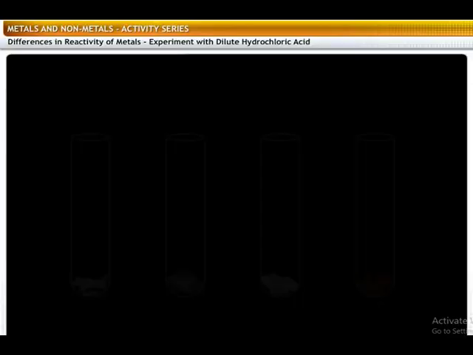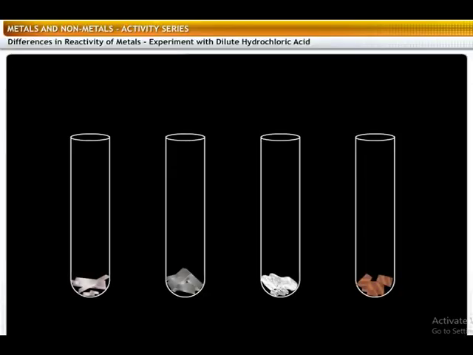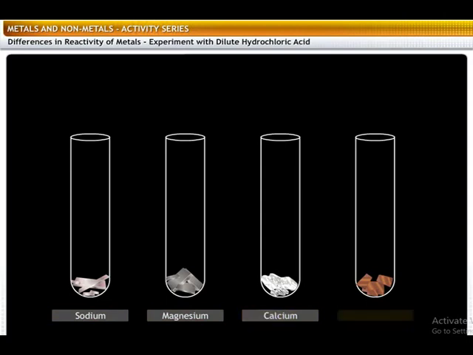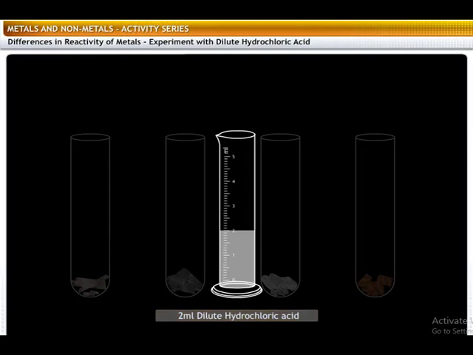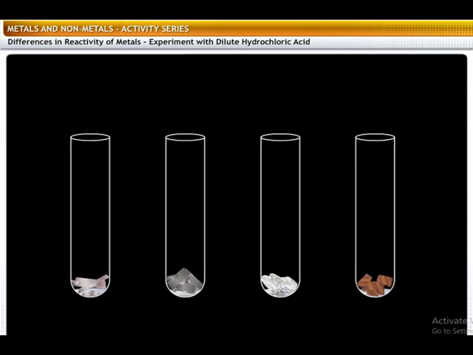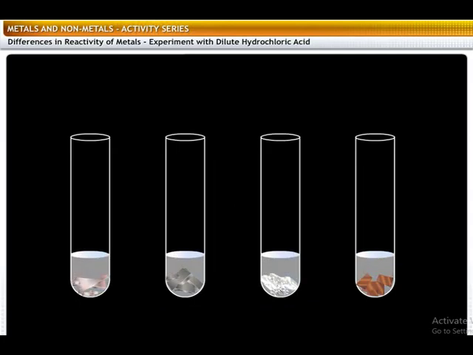You can observe the differences in reactivity of various metals through an experiment. Take samples of 4 metals: sodium, magnesium, calcium, and copper in different test tubes. Add 2 ml of dilute hydrochloric acid or sulfuric acid to each of these samples. The reaction of the acid with the metal will yield a salt and hydrogen gas in each test tube.